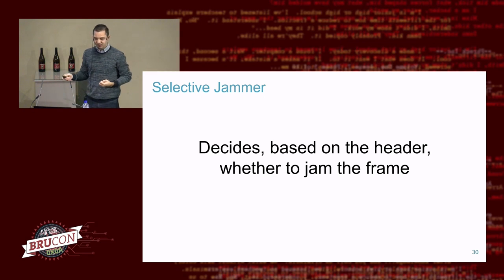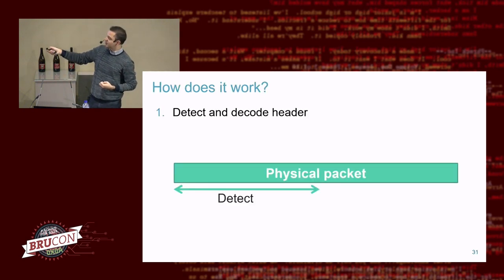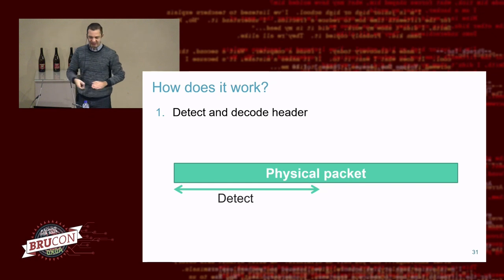So to explain this in a bit more detail, if we want to implement this ourselves, what we need to be able to do is that we first need to detect that there is a Wi-Fi transmission going on. Now, thankfully, Wi-Fi devices do this already. But then we need to be able to decode this header and then access this decoded information while the last part of the Wi-Fi frame is still being transmitted in the air.